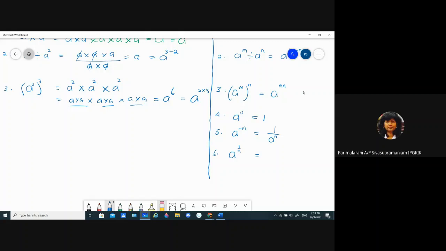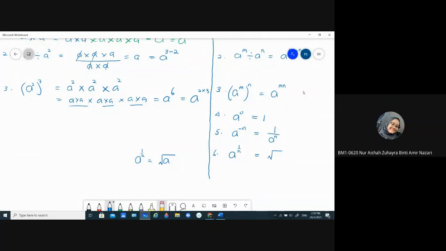How do we rewrite this? What is a to the power of half? Anything to the power half is the square root. So a to the power of half is the square root of a. So what is a to the power of 1 over n?